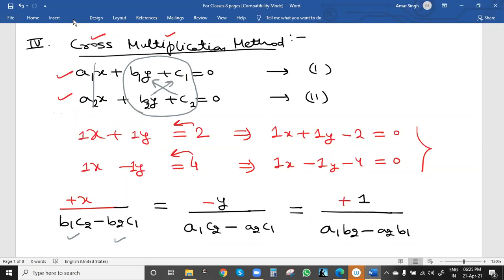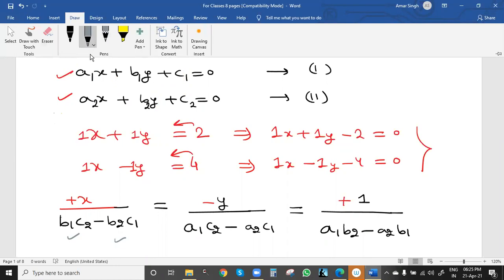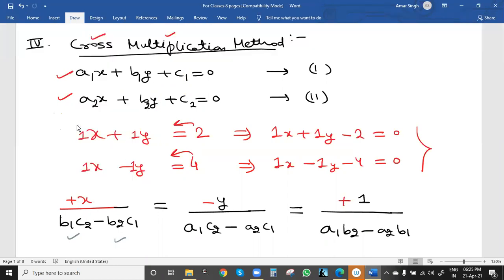Then we'll take y. After x, we will focus on y. What is the method? For y, we will ignore the column which has y and focus on the first column and second column. This column is the vertical portion, and we cross again from the right hand side. So this will be one cross and this is another cross. So a1 c2 minus a2 c1. Correct.